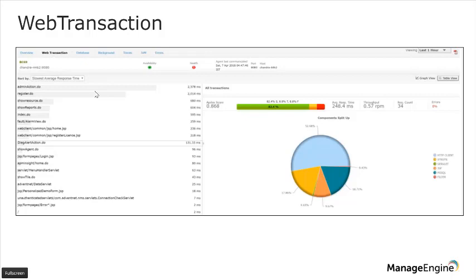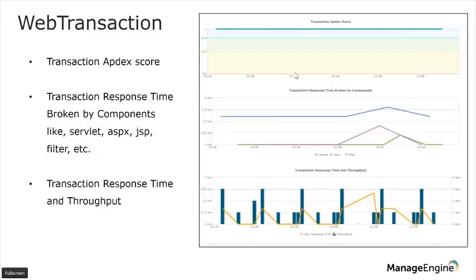Now what this image shows is that the transactions are sorted here by their slowest average response time, and on the right is the individual transactions' component-wise split up, Apdex score, response time, and throughput details. Furthermore, within web transactions, if you scroll down further, you will be able to see transaction Apdex scores and then transaction response time and throughputs broken down by components involving servlets, JSPs, and filters.